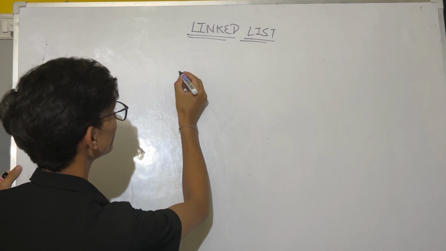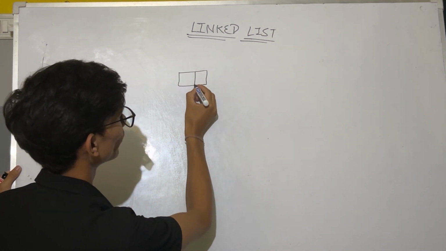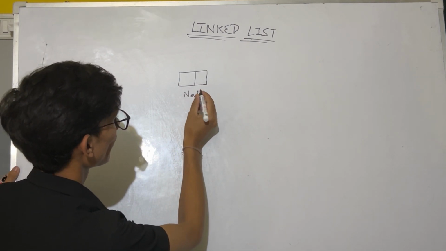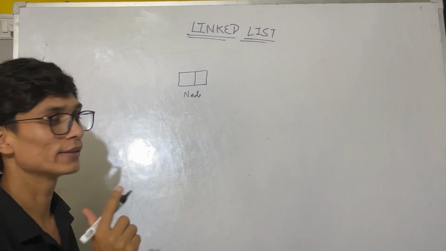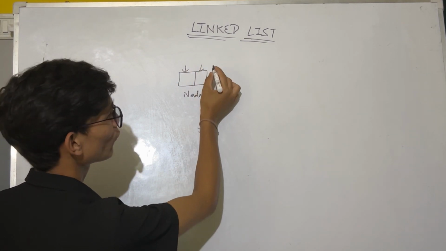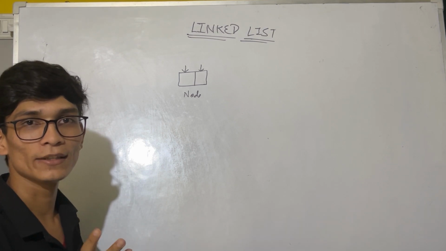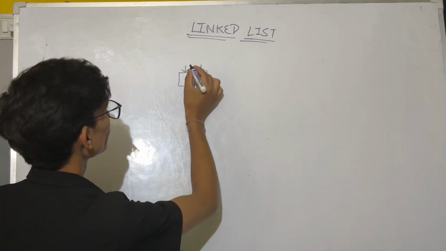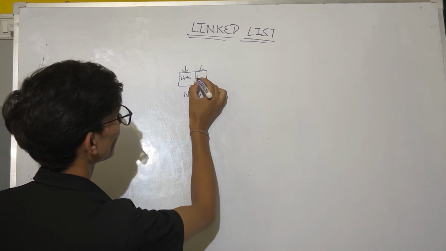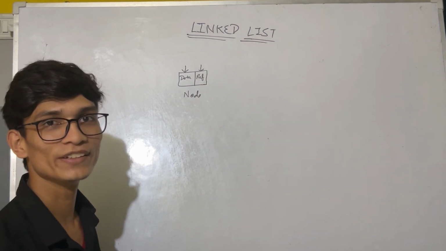It basically stores data inside a node. So this is a node, and in this node we have two parts. The first one stores data, and the second one stores a reference to another node. All the nodes are connected with a link. So here the data will be there, and here the reference will be there, and the reference will be of another node which comes after that.